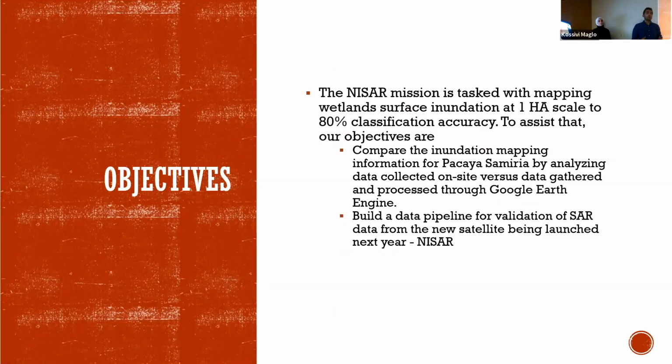The overall project that we're trying to support through this environmental project is the NISAR mission, which is tasked with mapping surface inundation with 80% classification accuracy. That's the big objective that we're trying to support. But as students who are learning, we're trying to support that mission by doing a comparison for the inundation mapping from satellites, which are Sentinel-1 and ALOS PALSAR. And as part of that, to build a data pipeline to help with the validation process when the NISAR satellite goes up, which is sometime next year.